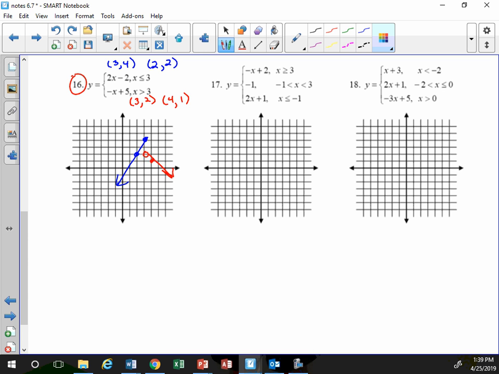How did you guys do? Walking around, it looked like most people were pretty close. Okay, try 17 and 18. If you didn't get 16, raise your hand so I can come help you. And yes, 18 does have 3 pieces, okay? We're almost done here.